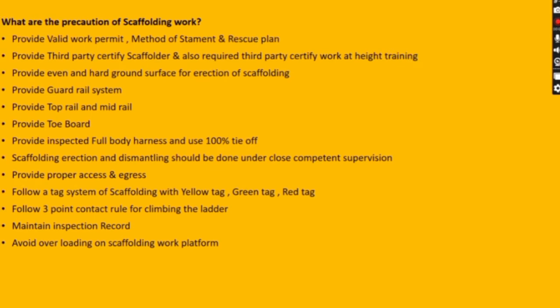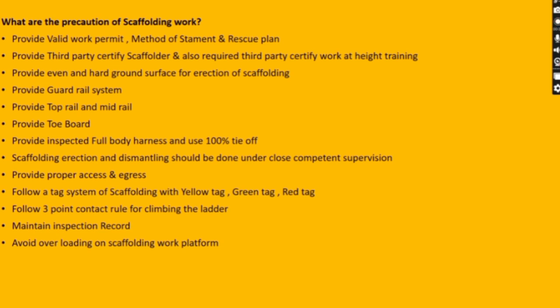Controls of scaffolding work: provide valid work permit, method statement, rescue plan, provide third party certified scaffolder and also require third party certified work at height training, provide even and hard ground surface for erection of scaffolding, provide guardrail system, provide top rail and mid rail, provide toe board, provide inspected full body harness and use 100% tie off.